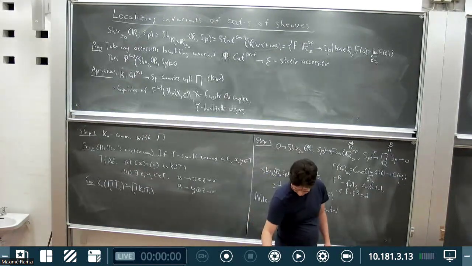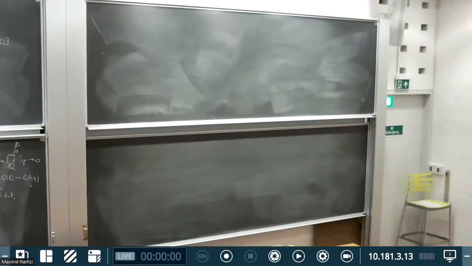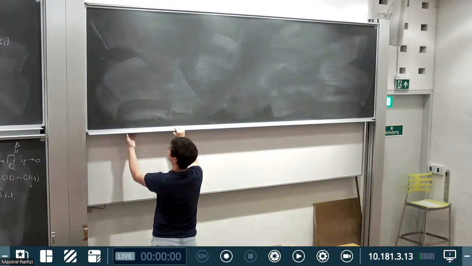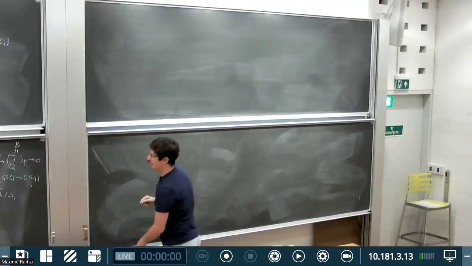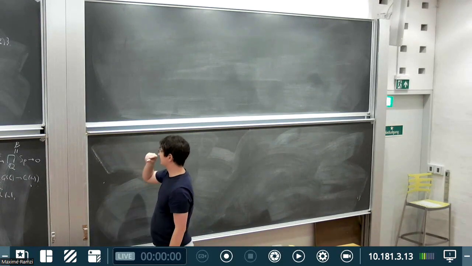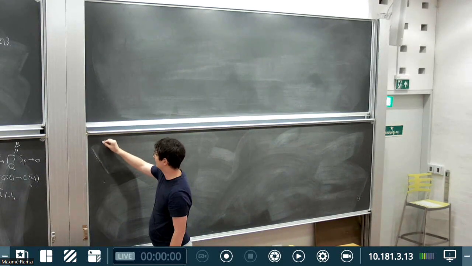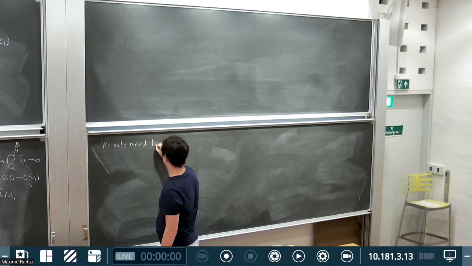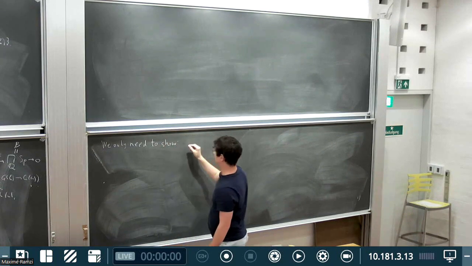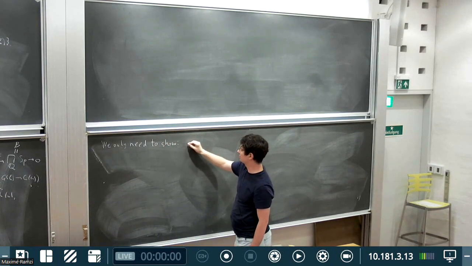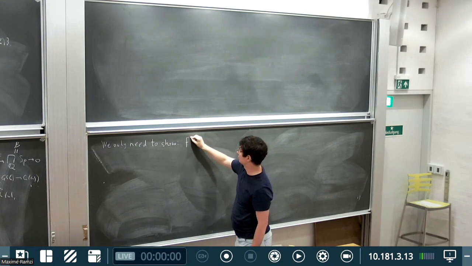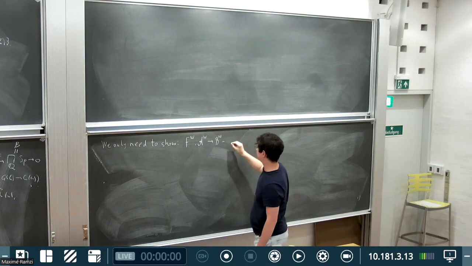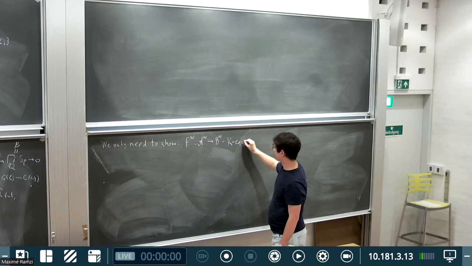Now I should switch. Yeah, so these categories are completely generated, and so we only need to show that if you take compact objects, then the functor f omega from A omega to B omega is a K-equivalence. I will recall what this means.